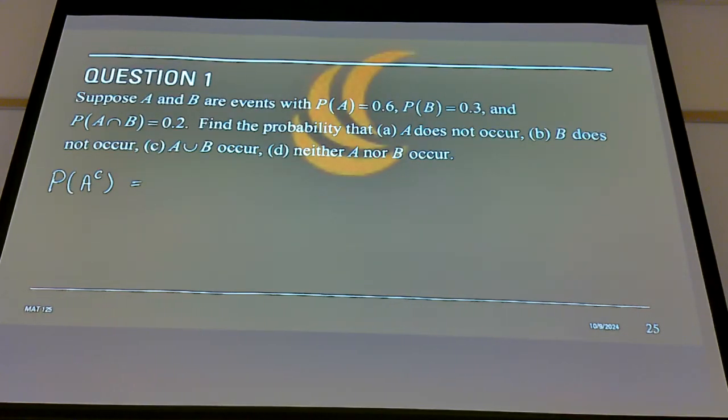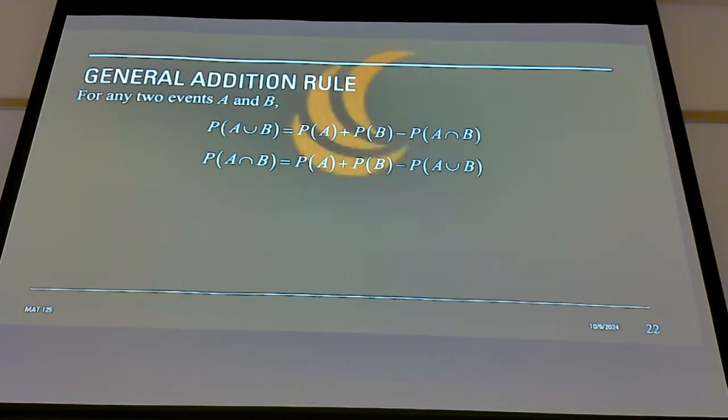So, since A intersect with A complement is 0, they're mutually exclusive. So 1 would have to equal the sum of the individual probabilities, right? So the probability of A occurring plus the probability of A complement occurring has to be 1.